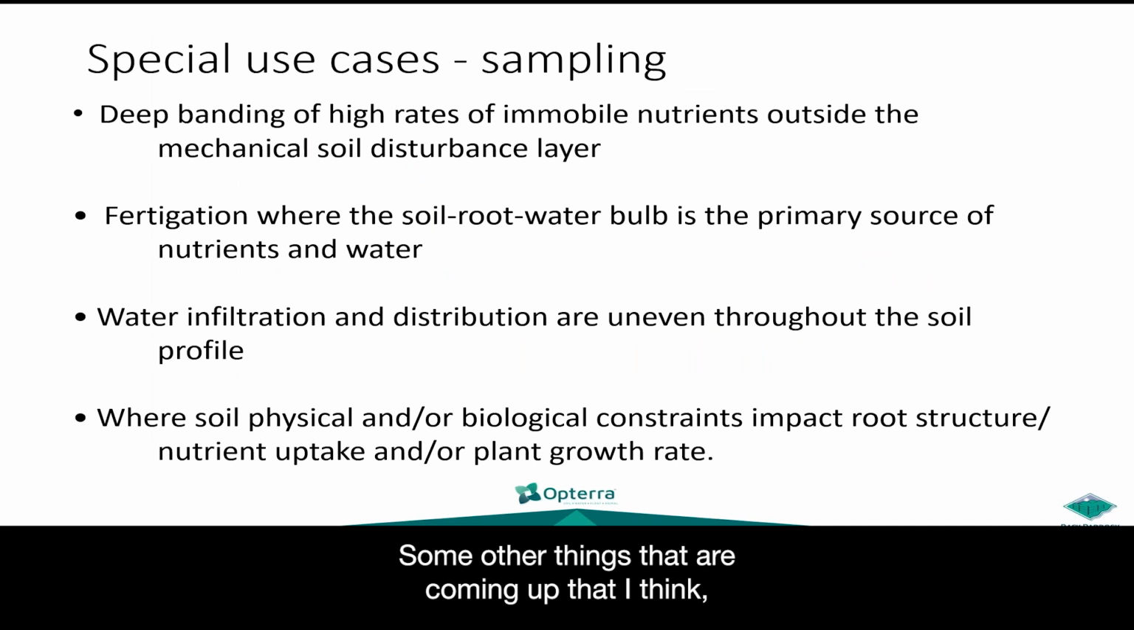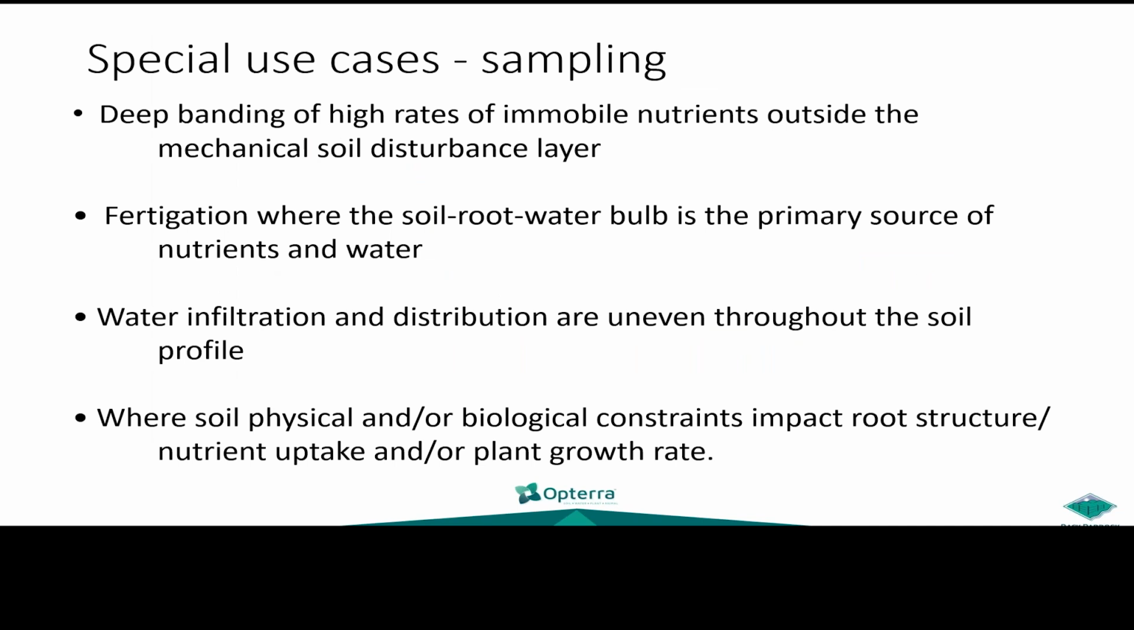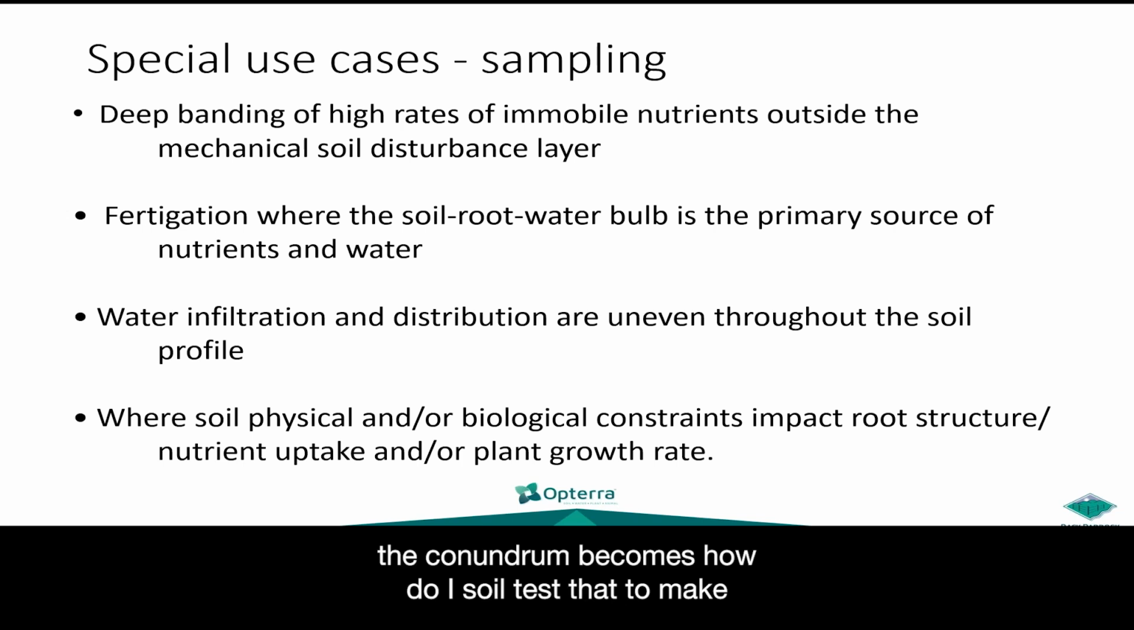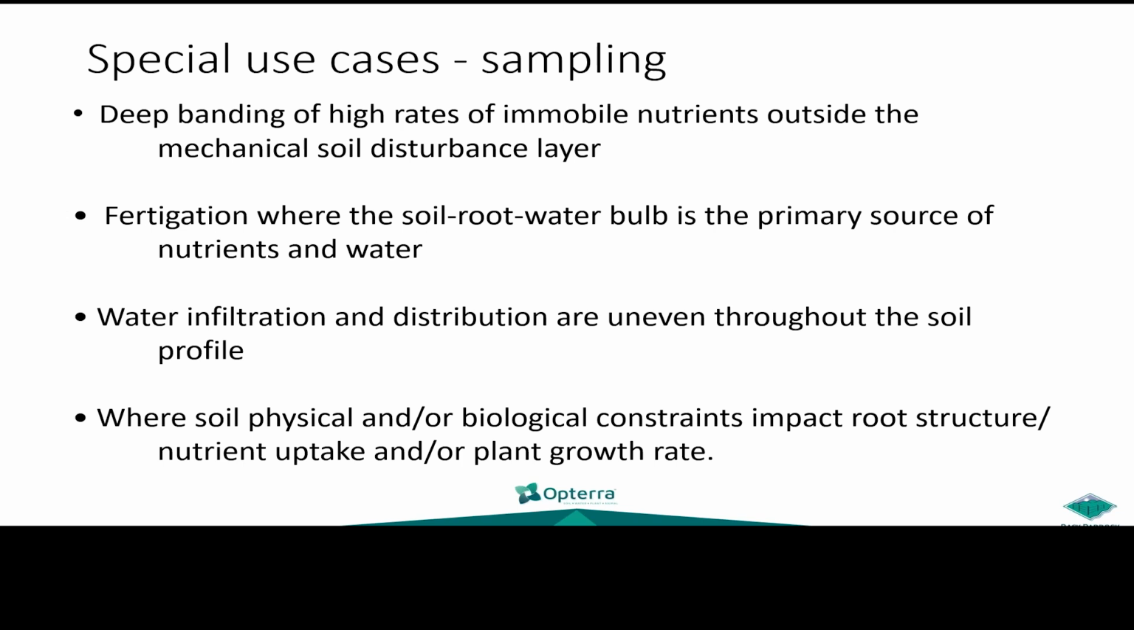Some other things that are coming up that I think will probably lead people to using plant analysis in the future, just some special case sampling, deep banding of phosphorus. Once you put that deep band in the soil, the conundrum becomes, how do I soil test that to make that interpretable?